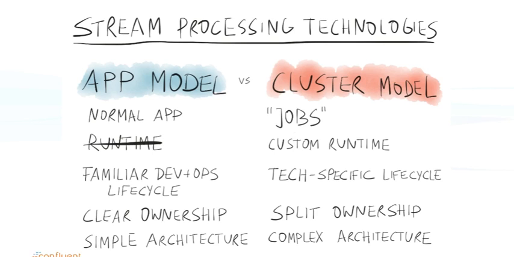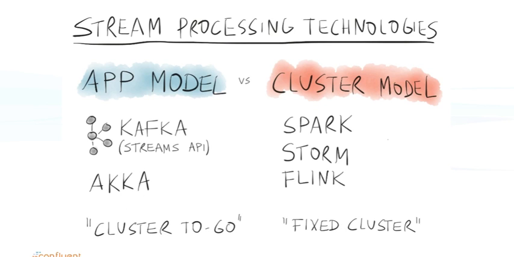Examples for these categories on the application side would be Kafka and its Streams API, and technologies such as Akka. Here we could say that you would get something like a cluster to go, which is functionalities such as elasticity, scalability, fault tolerance, and so on, without having to have a cluster, however. The cluster model is Spark, Storm, Flink, and so on, where you always have to start with the cluster first, and then you would add your applications on top of that.